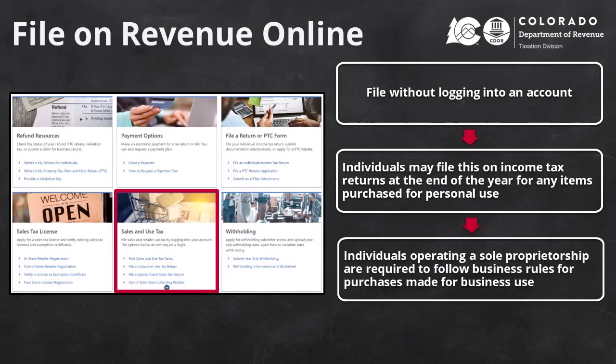Individuals operating a sole proprietorship are required to follow business rules for purchases made for business use. This means that if I pull shampoo from inventory to use on a customer, I cannot file this on my individual income tax return. This would need to be filed separately using the form DR 0252 or Revenue Online.